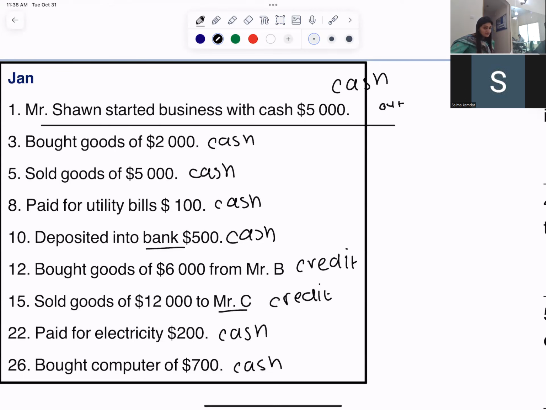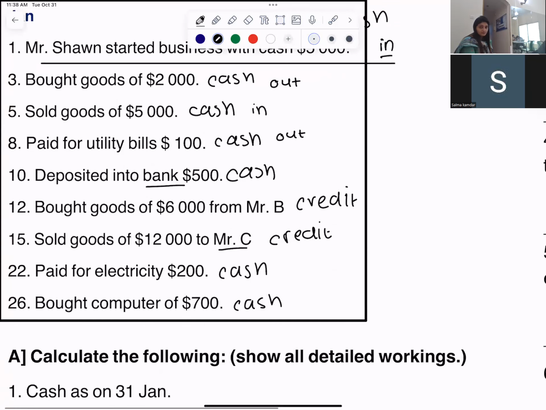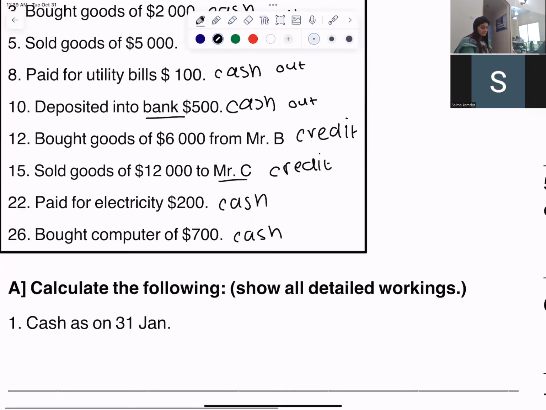Why out? Why in? So the owner is putting the cash into the business, so cash is coming in the business. So write in. Electricity, cash is going out.